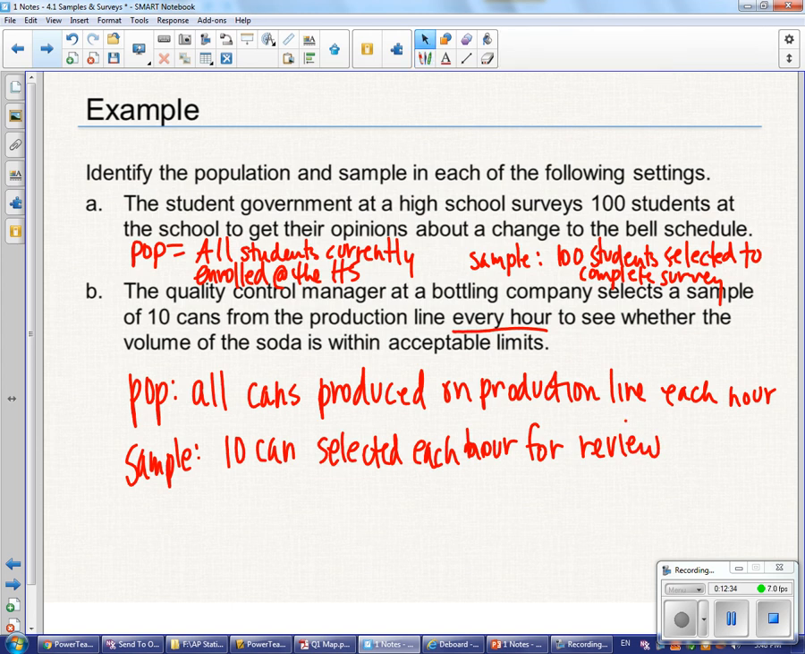You could also look at this as more of a big picture and say that the population represents all of the cans that are produced by the bottling company, and then the sample would be the 10 cans that are selected each hour for review. But the idea here is that you understand the difference between the population and the smaller subset, or the sample.